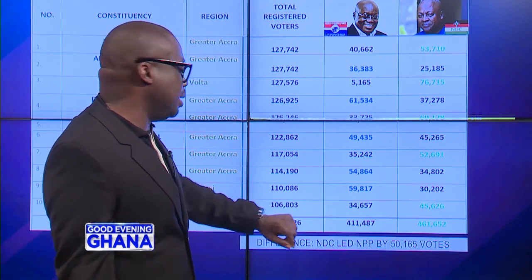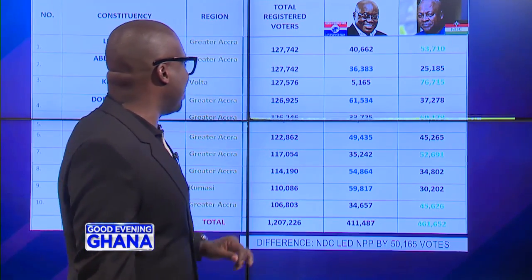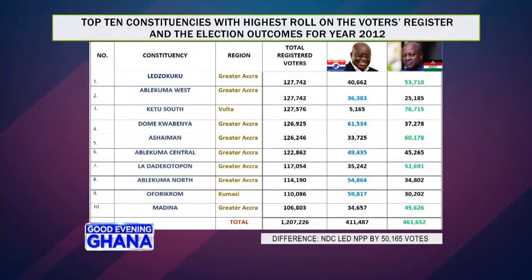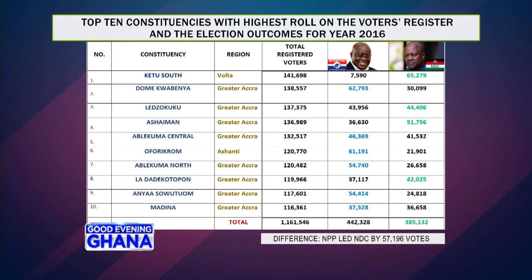The NDC is leading the NPP by 50,165 votes. This is election 2012. 5-5 each is a split. Let's go to the last one, election 2016. And let's get back onto the top 10 and see what has happened. Has something changed in the top 10?